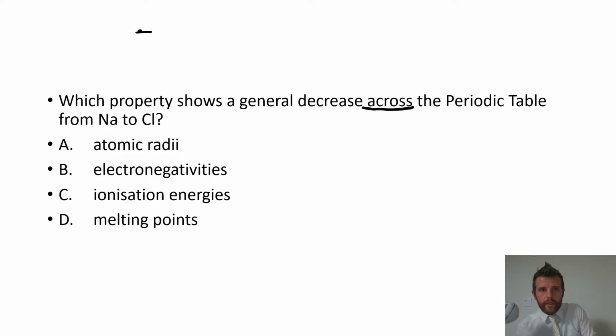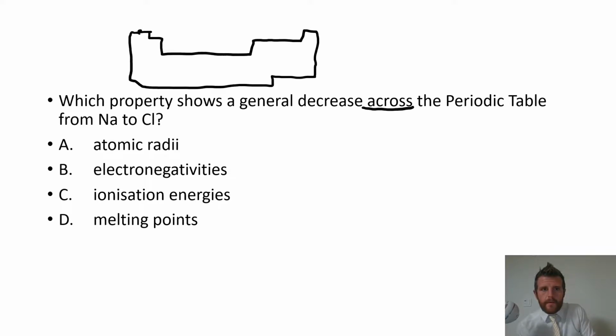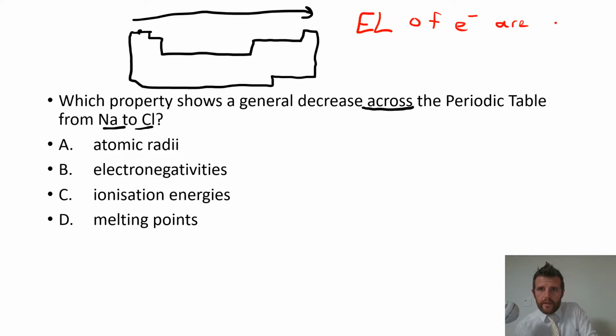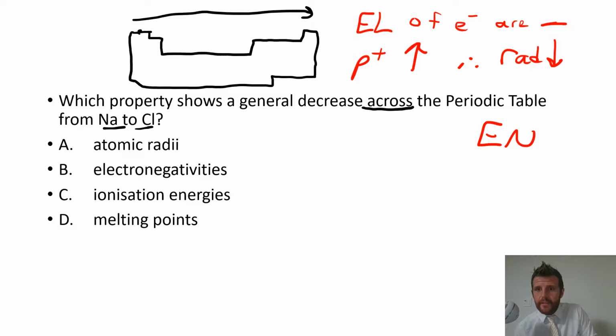So if we have our little periodic table here, and we go from left to right, from Na to Cl, the energy levels of electrons are constant, they're not changing, but the number of protons is increasing. Therefore, my radius is decreasing, and everything else is going to be increasing. So electronegativity, ionization energy, and electron affinity are all going to be increasing.